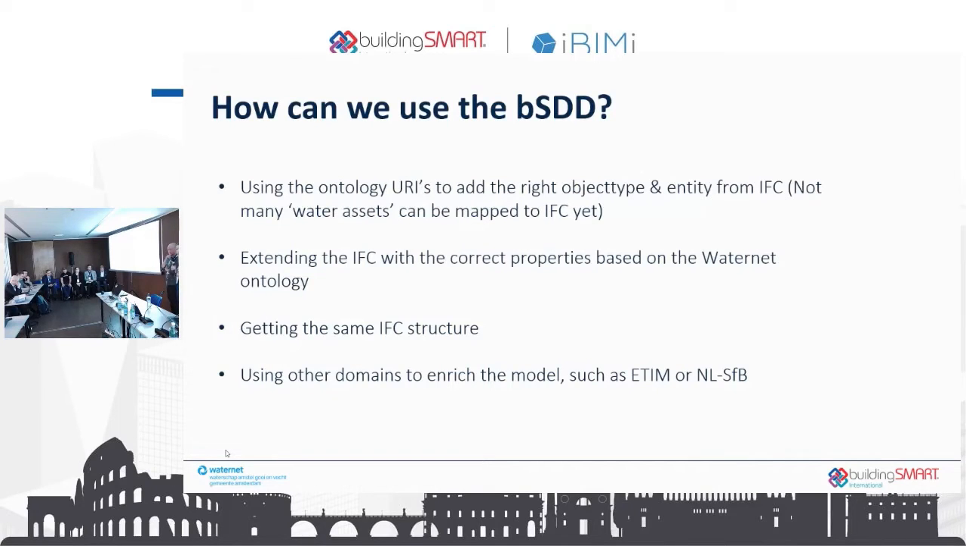In the end, if we are using this tool, this means that we always get the same sort of IFC structure, because we already indicate in which property set and which property we want to fill in. So it will be easier for us to get the same kind of IFCs delivered, and we can more automatically get the information. And as I mentioned, it's nice to use other domains in the bSDD, such as ATIM or maybe the NL-SfB, the Dutch classification codes, to enrich your models and use more standards to better improve the data quality.